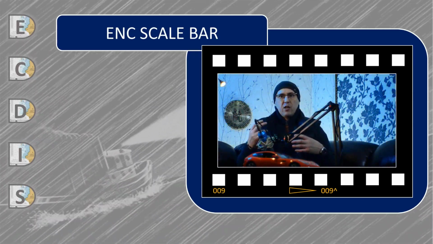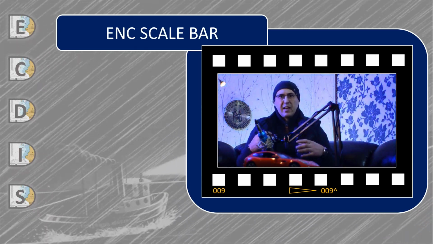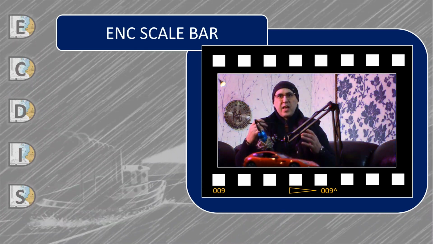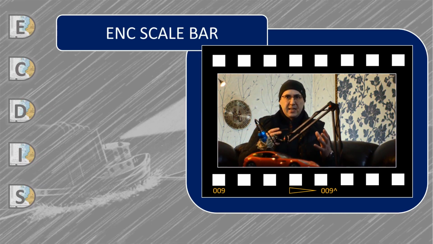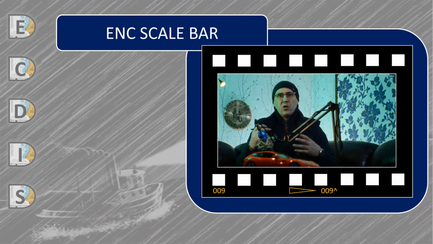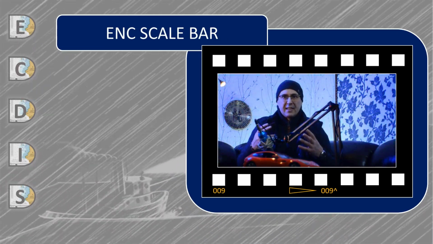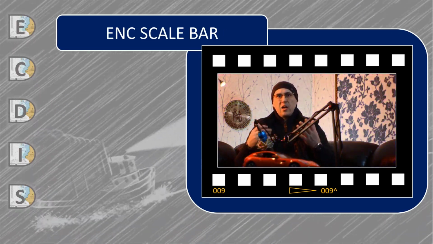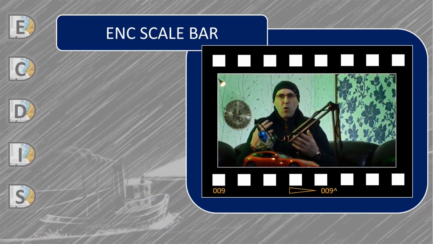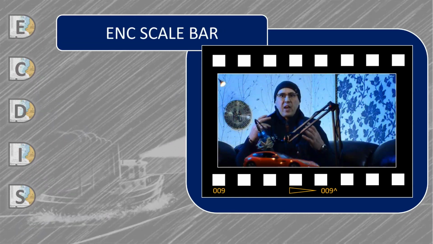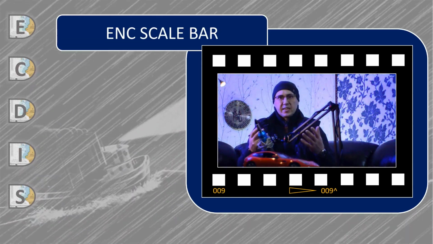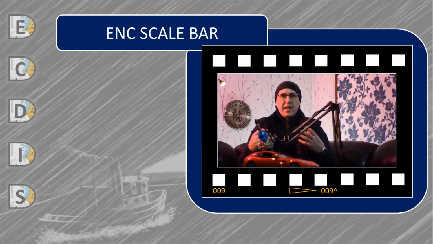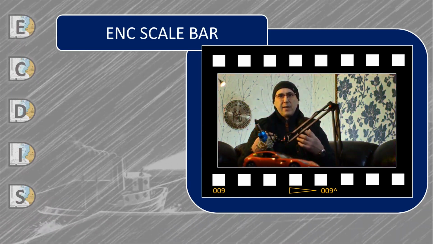Overscaling is when the information is displayed at a larger scale than that contained in the ENC, which may result in a loss of accuracy or detail. Underscaling is when the information is displayed at a smaller scale than the compilation scale of the ENC, which may result in a cluttered or misleading display.